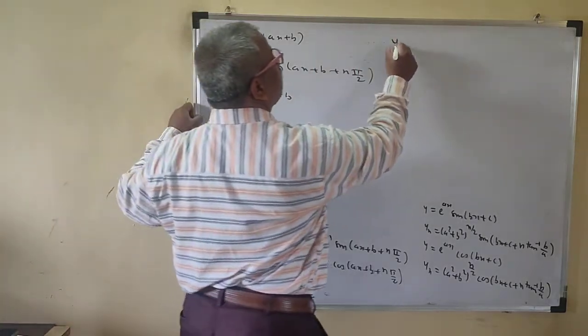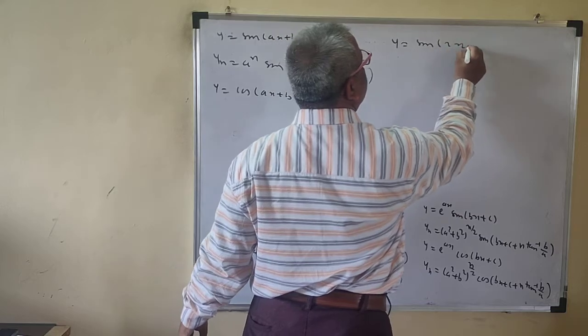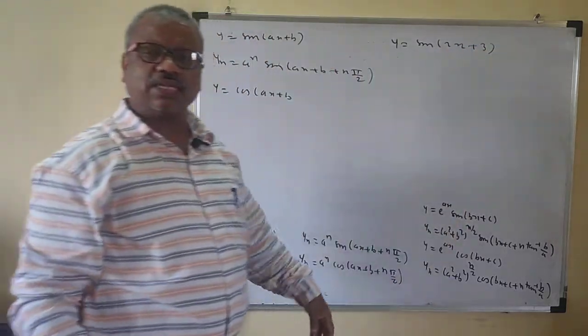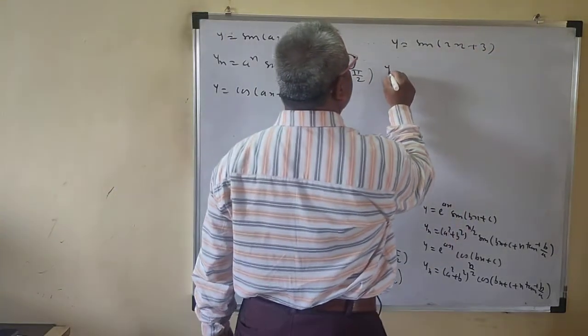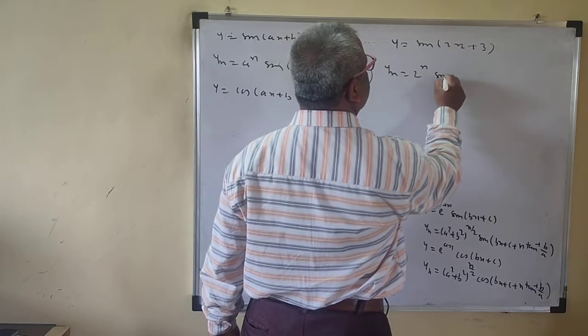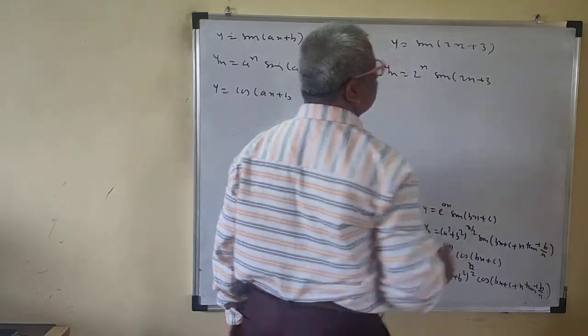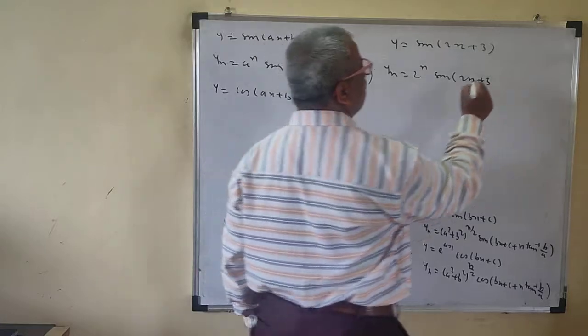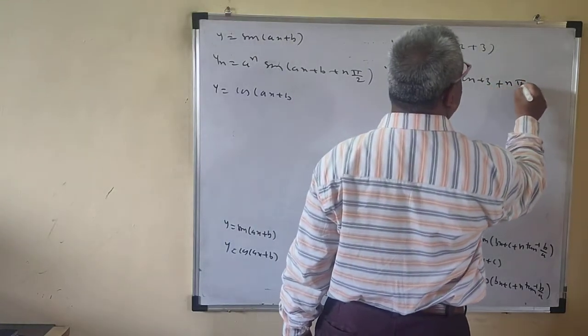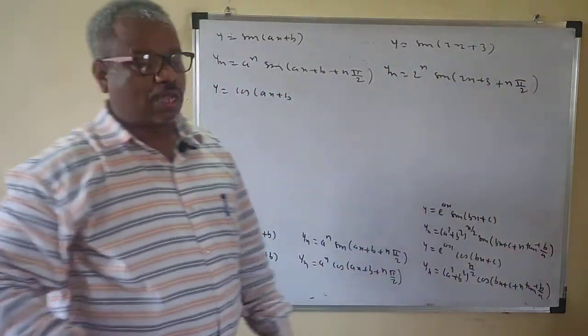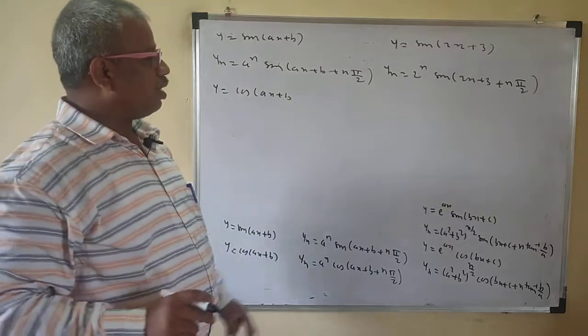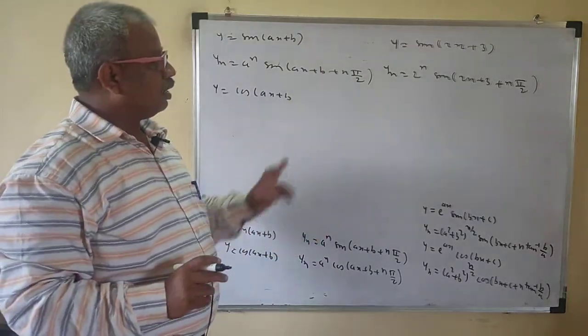Here, suppose y is equal to sine of twice x plus 3, or twice x minus 3, something like this. Then yn is equal to what? 2 raised to n sine of, you have to write the angle as it is, everything is as it is, plus n pi by 2. Only you have to add n pi by 2 in the angle of the sine, and just write 2 raised to n, the coefficient of x.